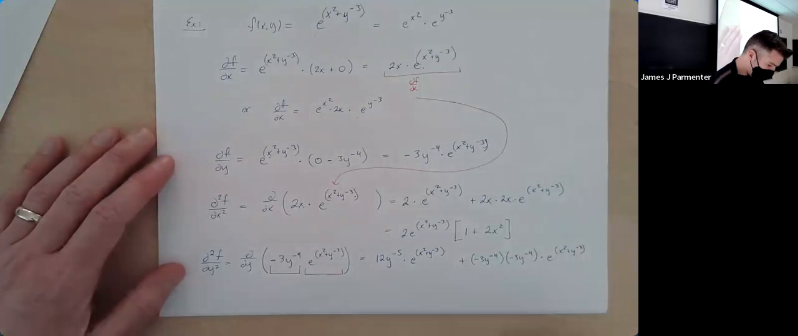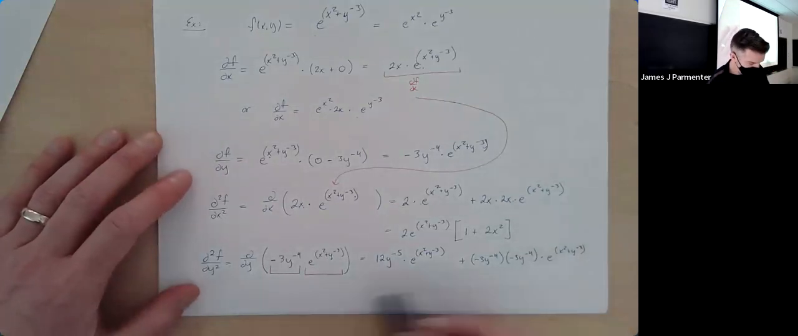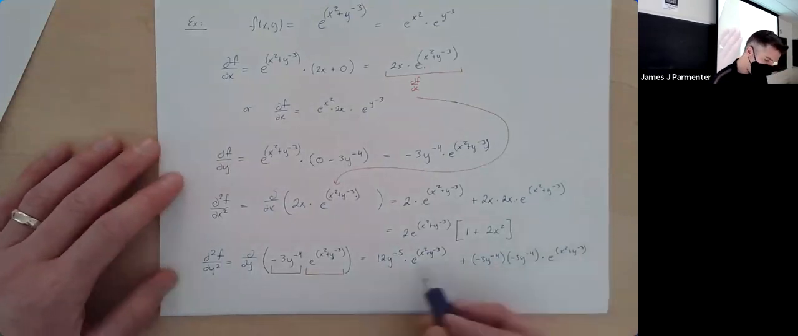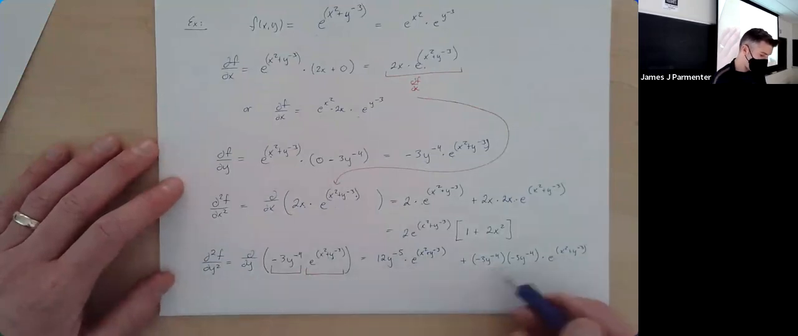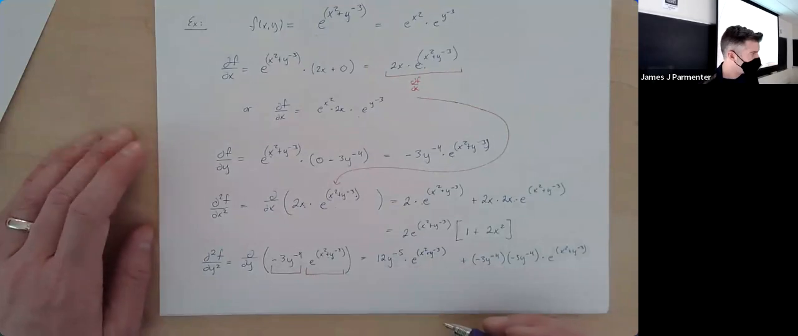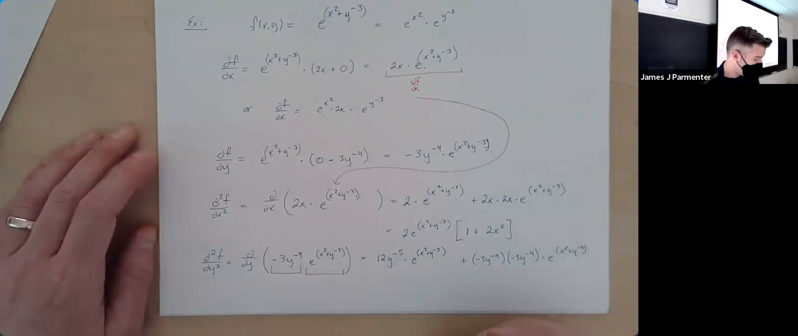And I don't really want to, so I'm not going to, but we could do some simplifying here by factoring if we really, really wanted to. You could factor out an e to the x squared plus y to the negative third. You could also factor out a y to the negative eighth. Seems weird, but yeah. So those are 4 answers.